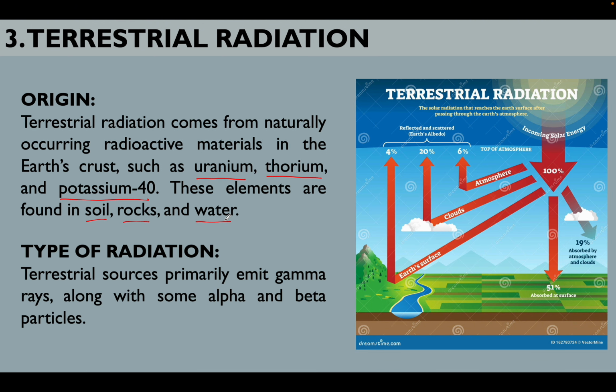Now, terrestrial sources primarily emit gamma rays. So, kung si radon, it emits alpha particles. Si terrestrial, it emits gamma rays, along with some alpha and beta particles. So, kaning level of terrestrial radiation, it varies depending on the local geology. So, the areas, na mga areas with high concentrations of uranium or thorium in the soil or rocks may have higher levels of background radiation or terrestrial radiation.